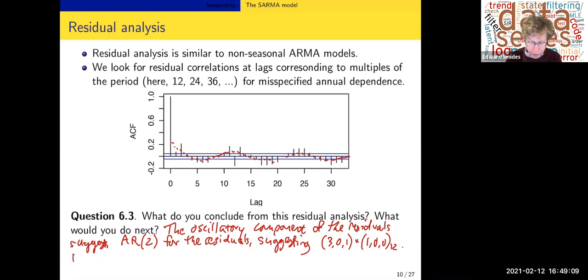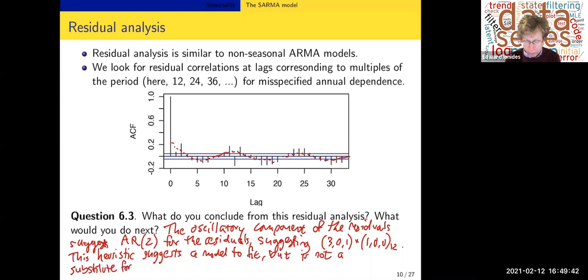And so let's say this heuristic suggests a model to fit. It's not a substitute for something like AIC or a likelihood ratio test. We then want to quantify our heuristic reasoning.